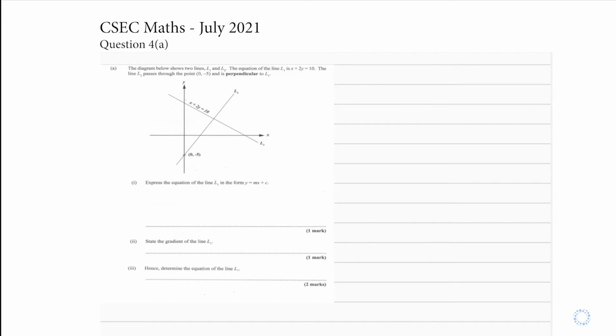Hi, welcome to another one of our tutorial sessions. Today we'll be having a look at coordinate geometry. So let's look at this question.